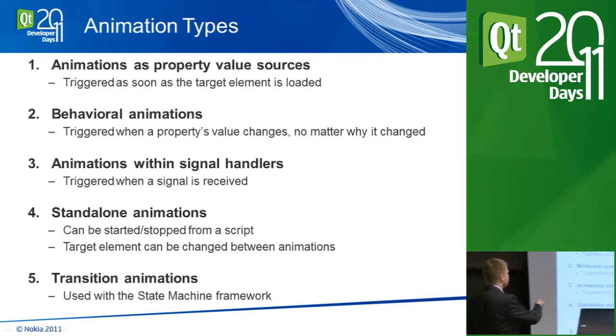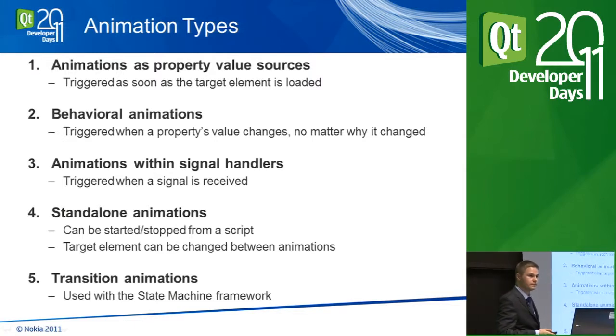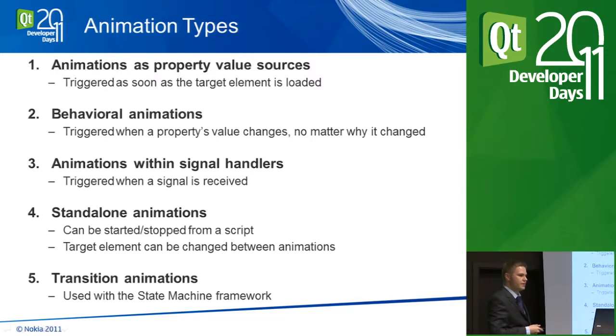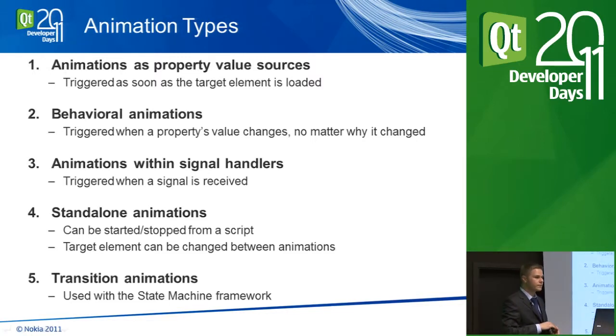We can use animations as property value sources. Basically something that we saw already, animation on Y. Then we have behavioral animations, which are animations that react to changes. So instead of driving all the time, they react to change in a property. For example, if you change the X position of an item, you could put in place a behavior that animates that change. We'll see an interesting case of using this a bit later.